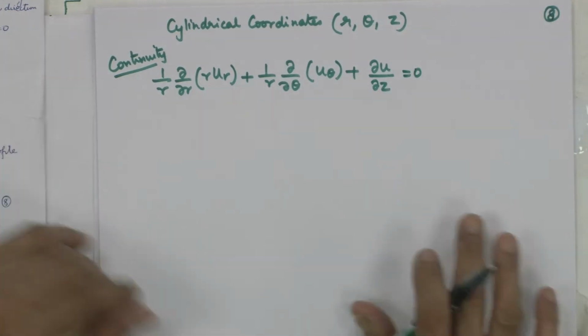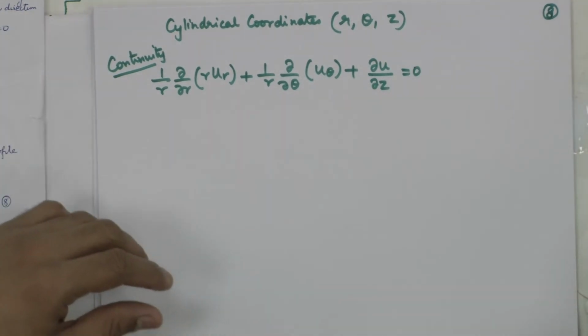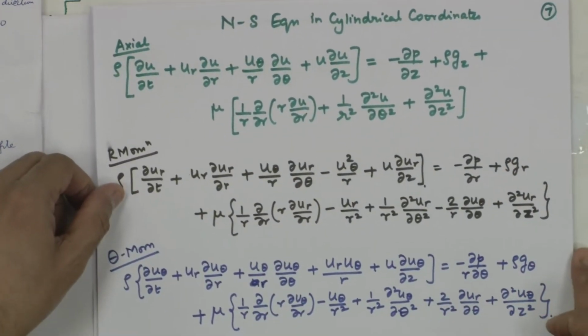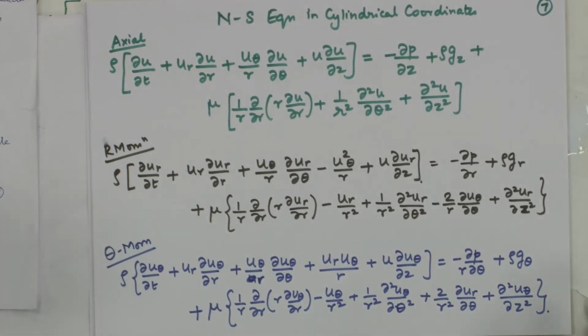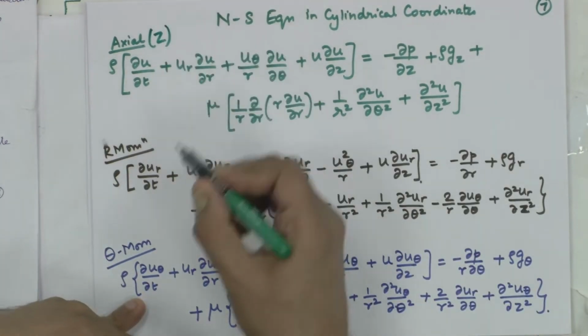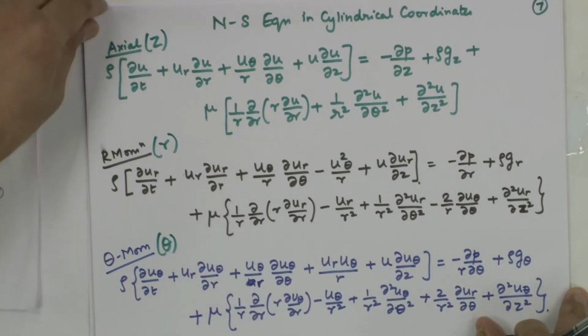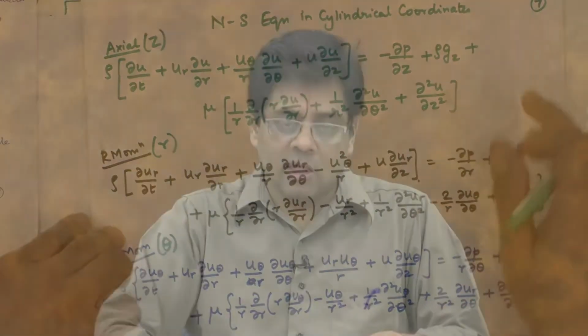This is my continuity equation, and my 3 momentum equations, the Navier-Stokes equations in cylindrical coordinates, axial, r and theta, are already given here so that I do not have to spend time writing them. These can be obtained from any standard fluid mechanics textbook. I have merely copied these to save some time. We are going to simplify this.